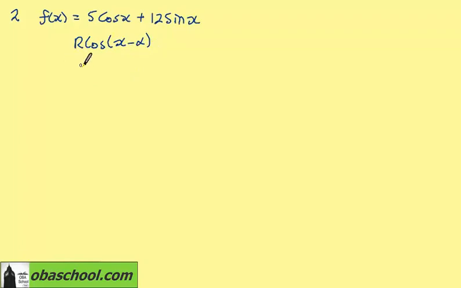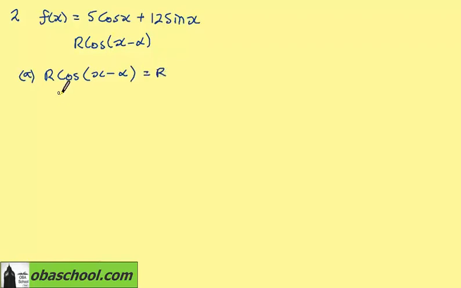Question 2. We're given a function f of x is equal to 5 cos x plus 12 sin x. We want to express this in the form r cos(x minus alpha), where r is a positive constant and alpha is an acute angle given in radians to 3 decimal places. So let's start by looking at r cos(x minus alpha).